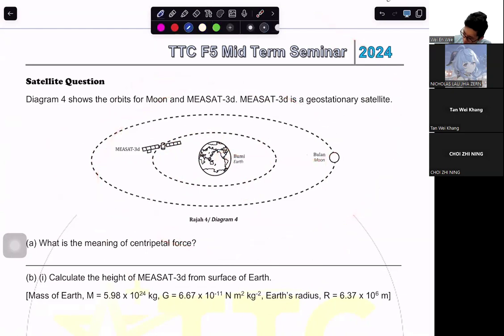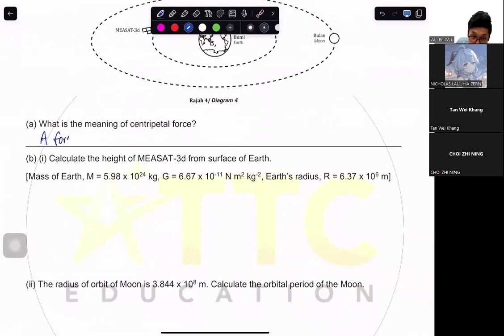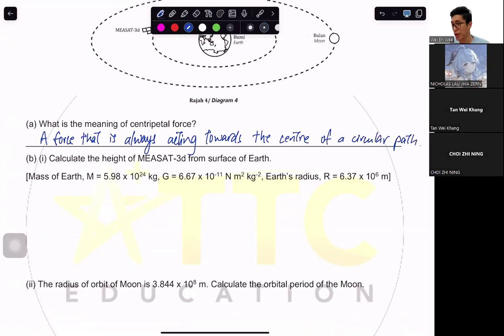So you say centripetal force is a force that is always acting towards the center of a circular path. It only happens when you move in a circle. If you don't move in a circle, usually there's no centripetal force. It always happens when you're moving in a circle, or when you're moving in a curve; the curve is also part of a circle, actually.